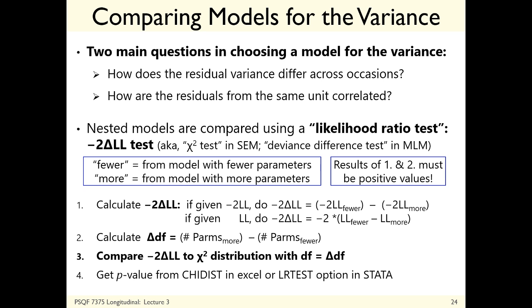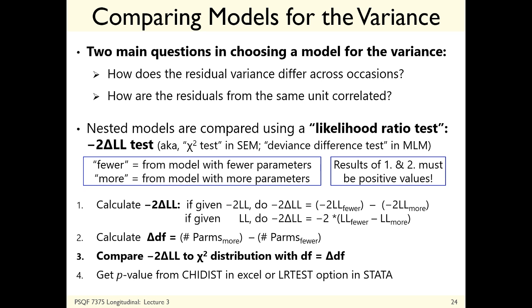So a -2 log likelihood difference is what we're after. If the program gives you -2 log likelihood, you just take the straight up difference between models. And the order is important. It's the model that has fewer parameters minus the model that has more.